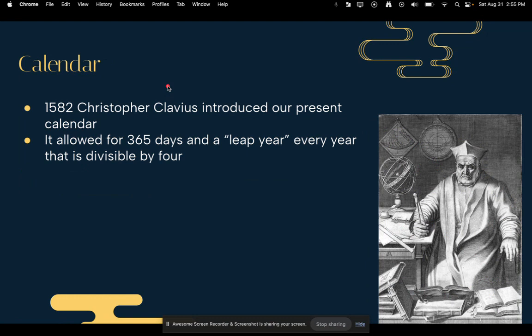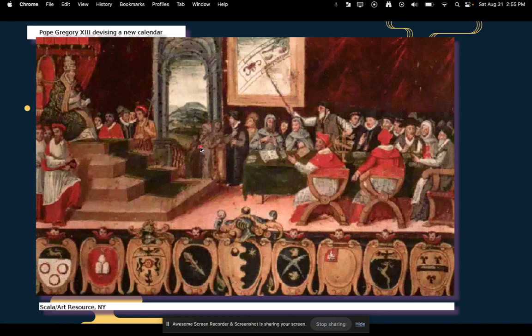Actually, the calendar that we use today wasn't invented until about 1582 when Christopher Clavius introduced our present calendar. It allowed for 365 days and one leap year every year that is divisible by 4. Okay, so here's the dude. This is Pope Gregory the 13th approving of that new calendar.